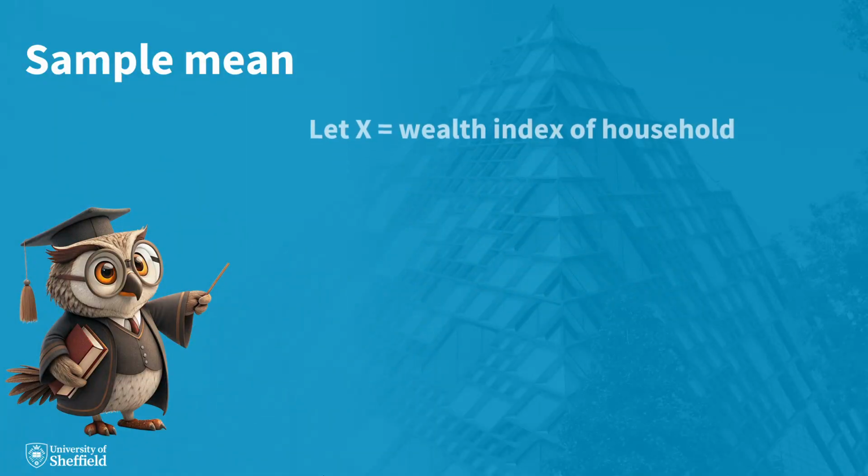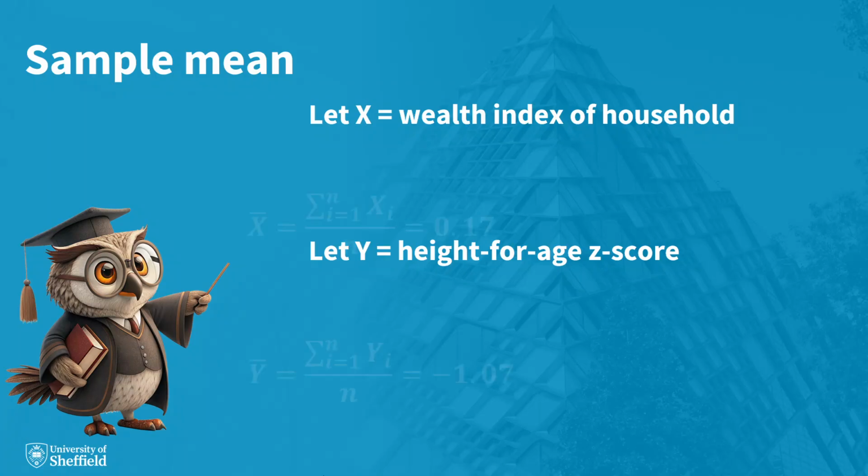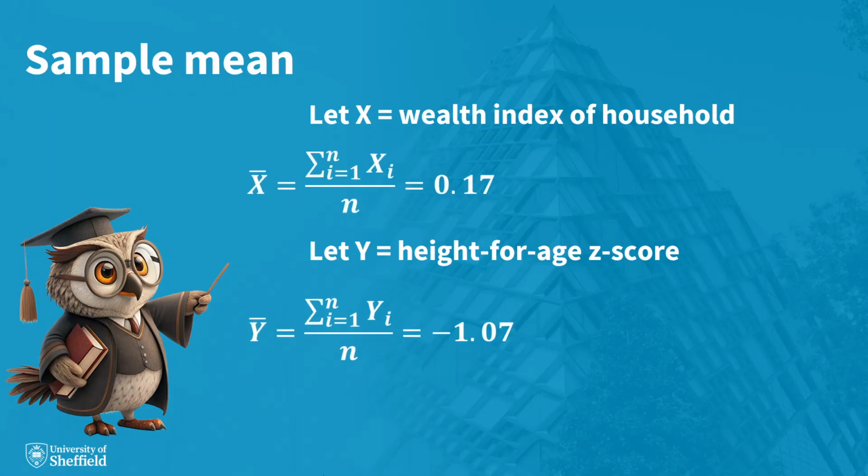First, let x equal the wealth index of the household, and let y equal the height for age Z-score of the child. Now, I know it might sound a bit odd to use the letter y to denote a Z-score, or x to denote wealth, but we're just using these letters as this is conventional notation when we have two variables that may be related to each other. If you put a bar over the x and the y, this denotes the sample mean of that variable. Remember that the mean is calculated by adding up all the x's or y's respectively and dividing by the number of children in the sample, denoted as n.